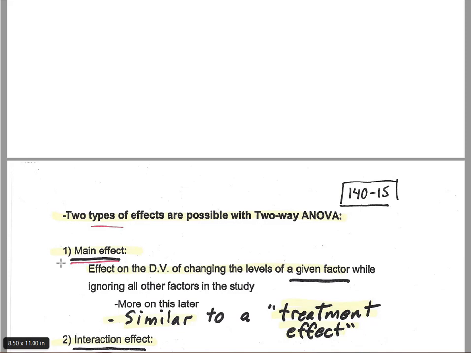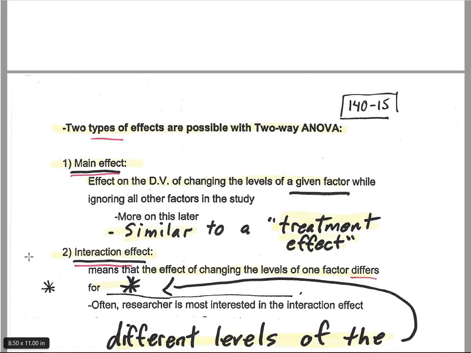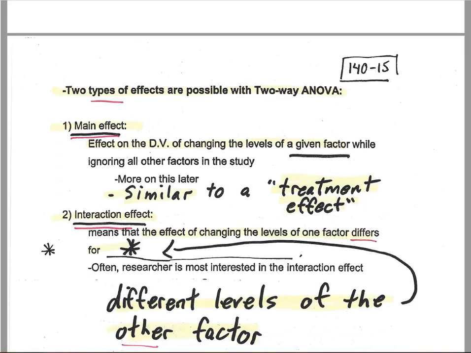Most students in this class don't have much trouble with the concept of main effect. If they struggle at all, here is where they struggle. It's with the second kind of effect that's possible in two-way ANOVA, which we call an interaction effect. Interaction effect means that the effect of changing the levels of one factor differs for different levels of the other factor. I will say that again. In two-way ANOVA, an interaction effect means that the effect of changing the levels of one factor differs for different levels of the other factor.